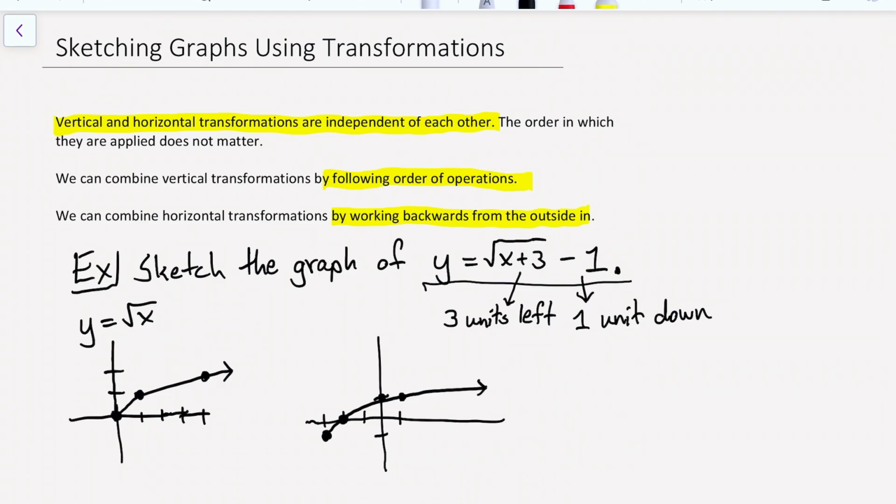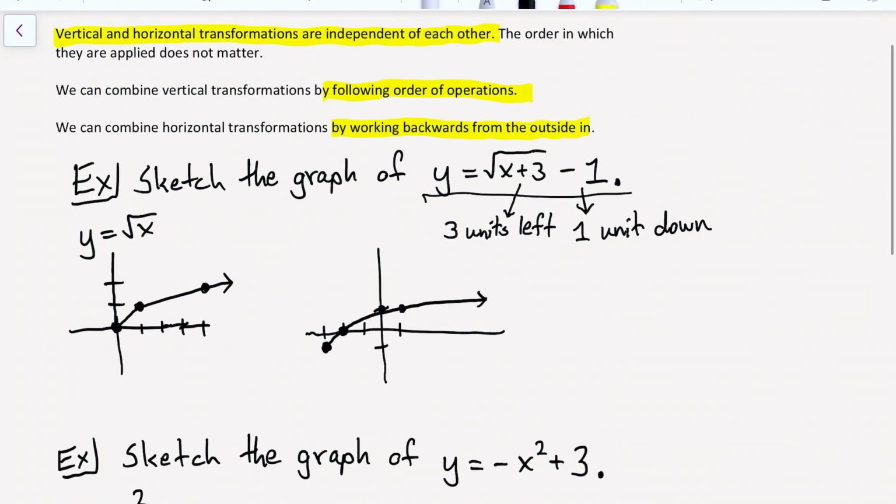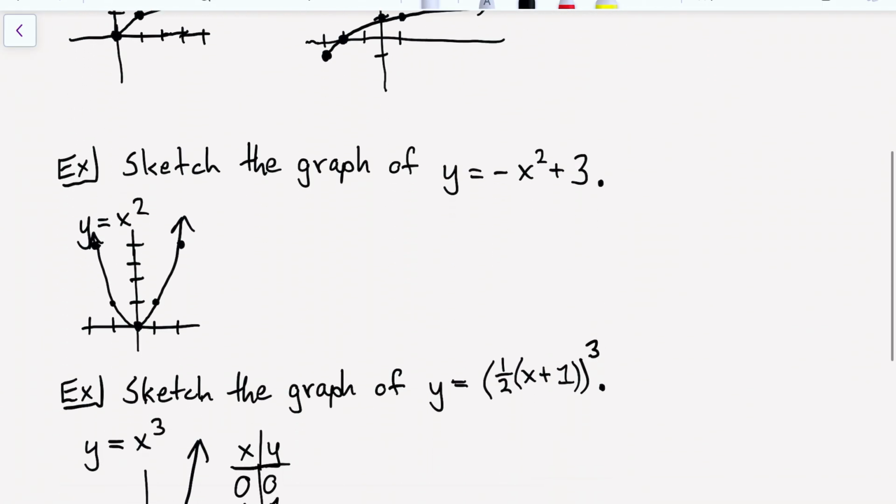So here is what our transformed function looks like. It's the same shape as y equals the square root of x. It's just moved 3 units to the left and 1 unit down. And one thing we see there is it does not matter which order I think about the transformation. If I move first 3 units left and then 1 unit down, that is the same result as moving first 1 unit down and then 3 units left. So vertical and horizontal transformations are independent.